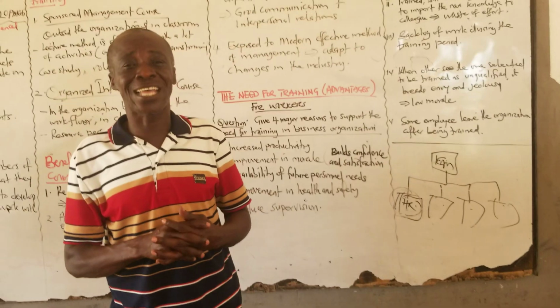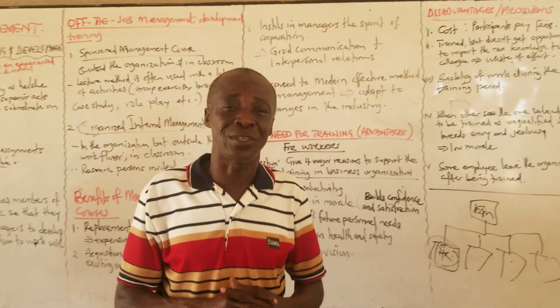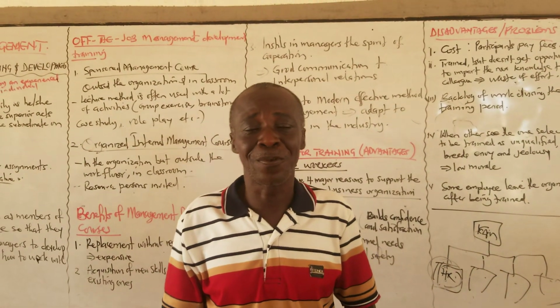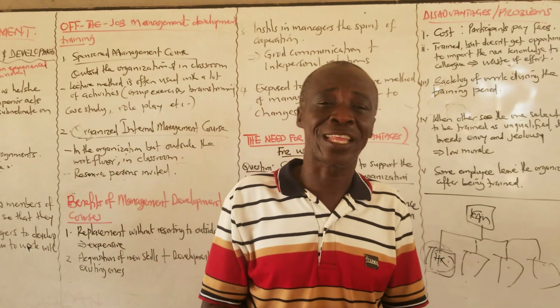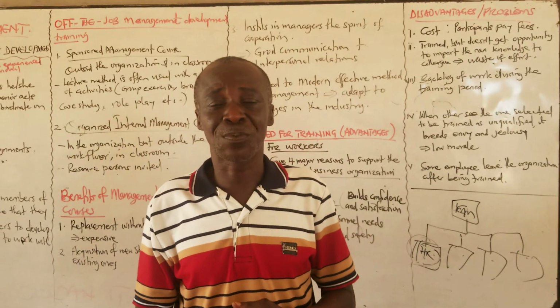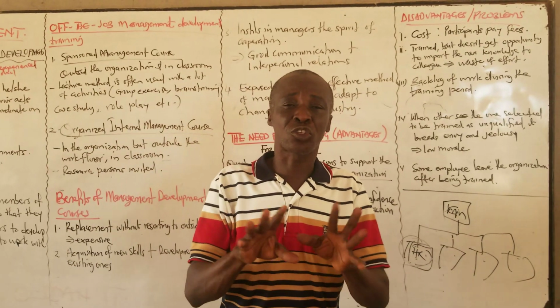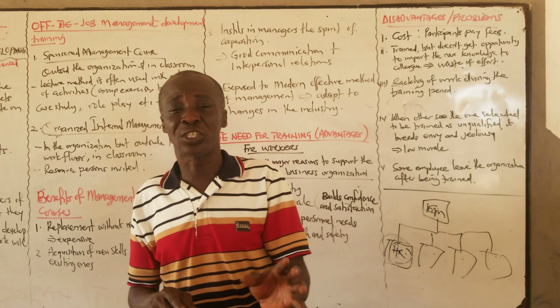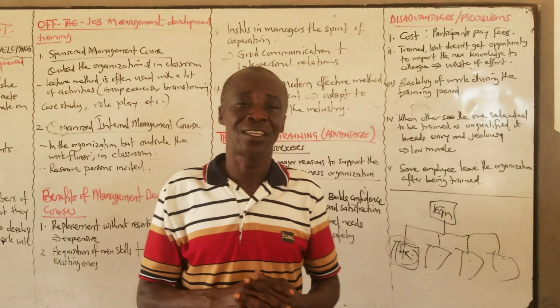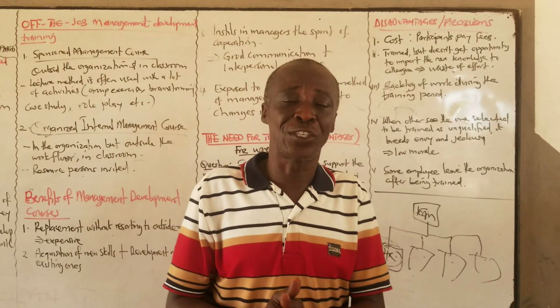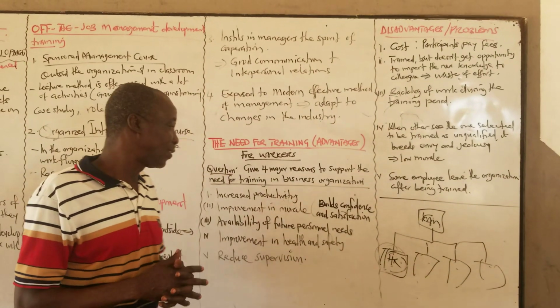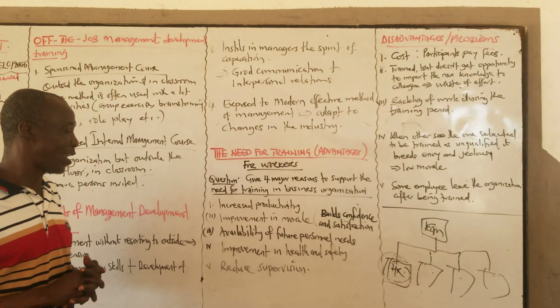You remember the example I gave in respect of a typist that used to type 40 words per minute. Through training, this typist can now type 60 words per minute. Because he or she will be taught how to move the fingers and a whole lot of other things, so that you become more efficient. You can increase productivity. So that is the first point.